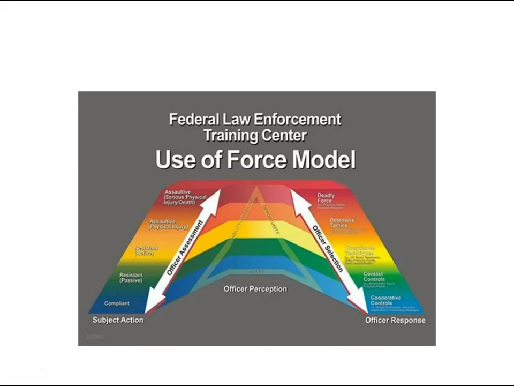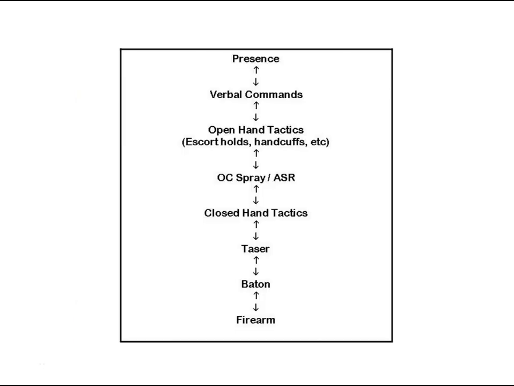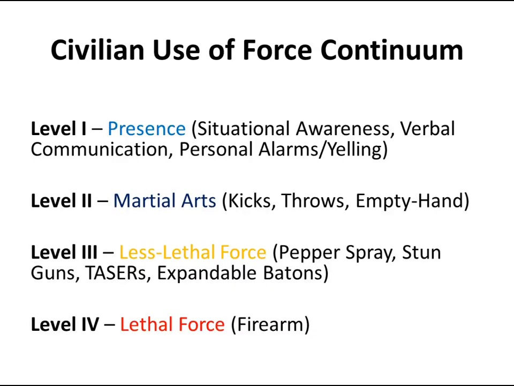Now all of this is based on individual officer perception. A better way of looking at it is with this chart. So we start off with presence, then we go to verbal commands, then open hand tactics such as escort holds, handcuffs, and so on. Then you can move on to your OC spray, then closed hand tactics, then your taser device, then you can move up to the expandable baton, and then finally your firearm with deadly force.